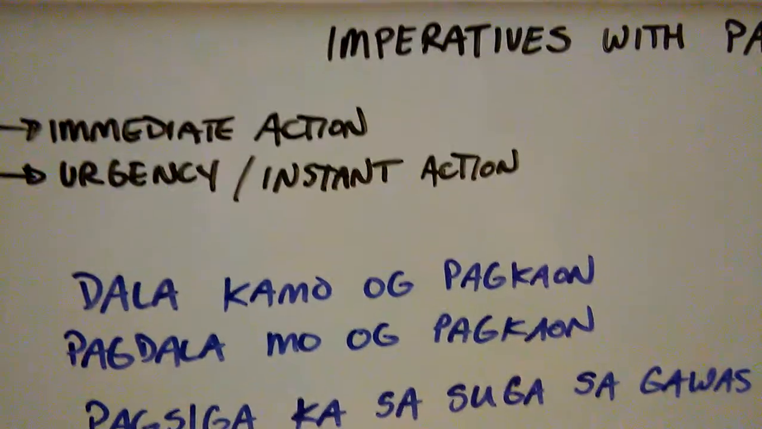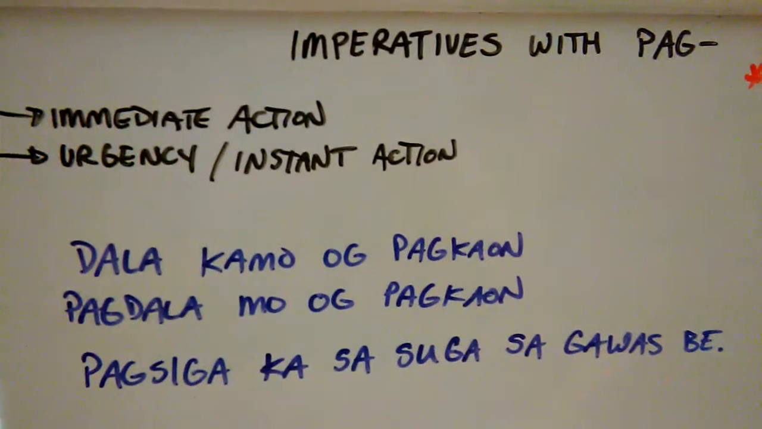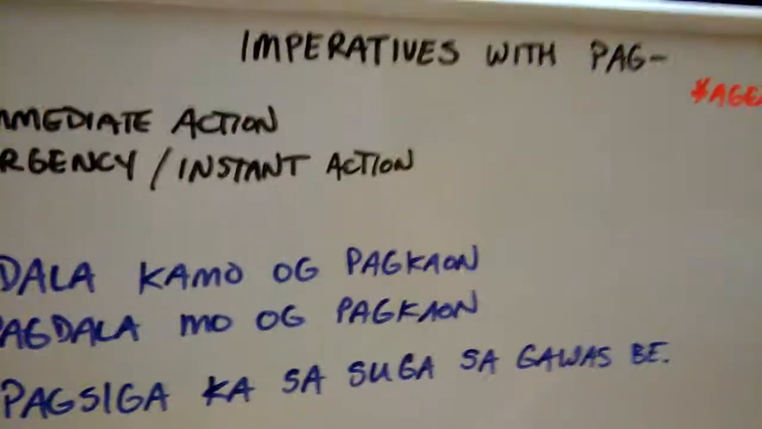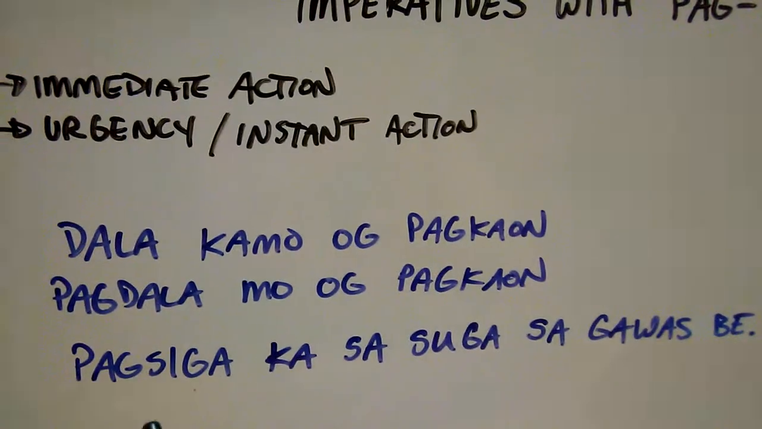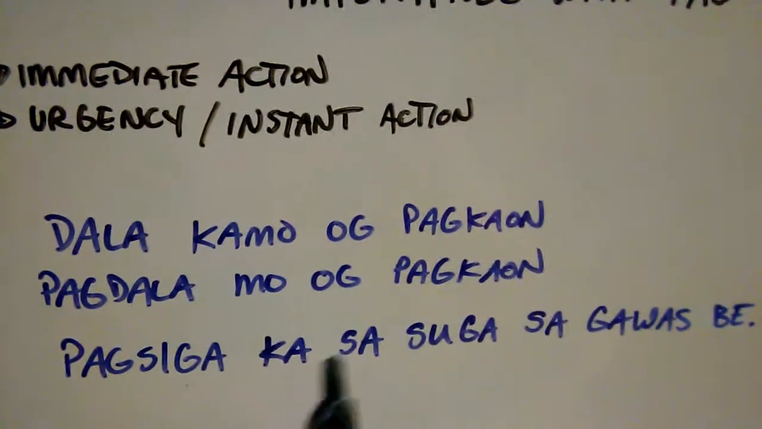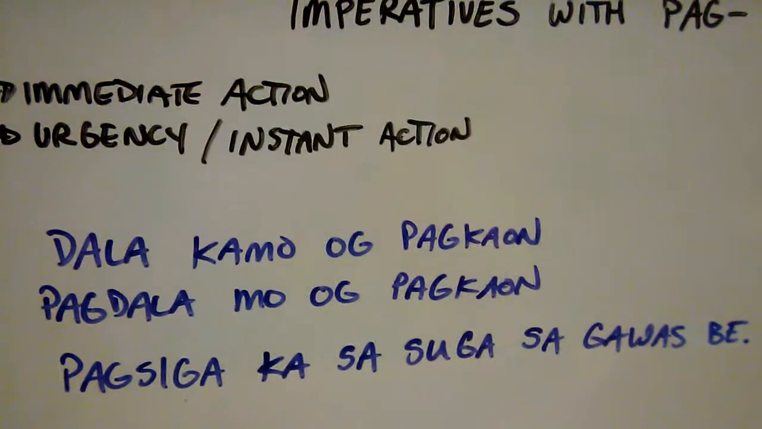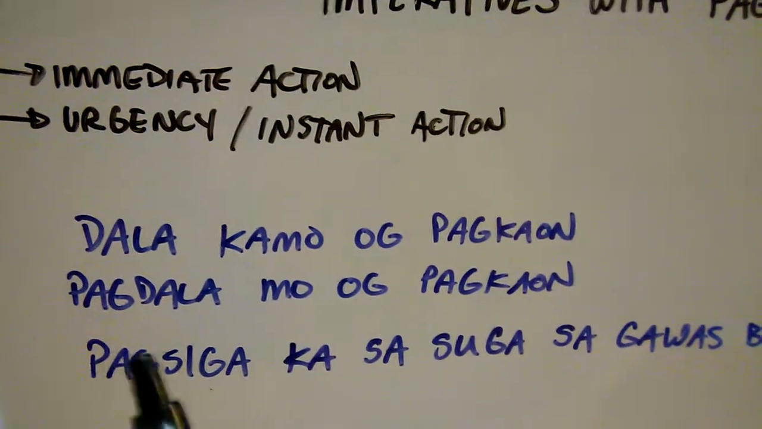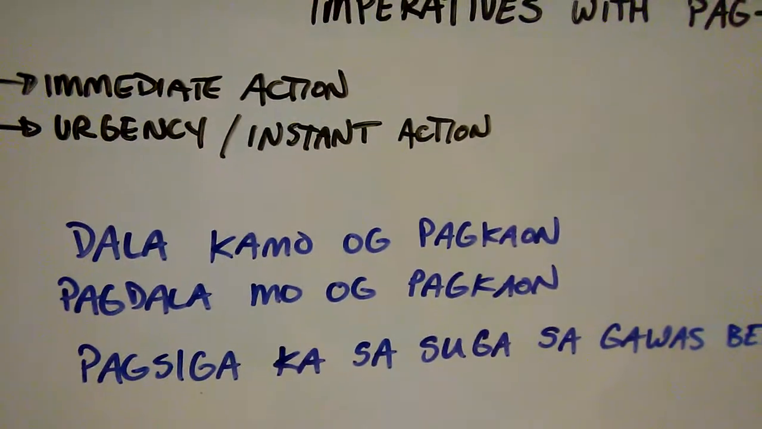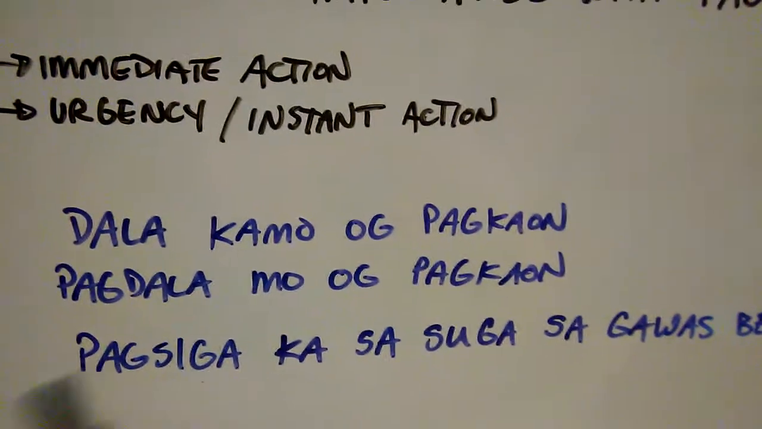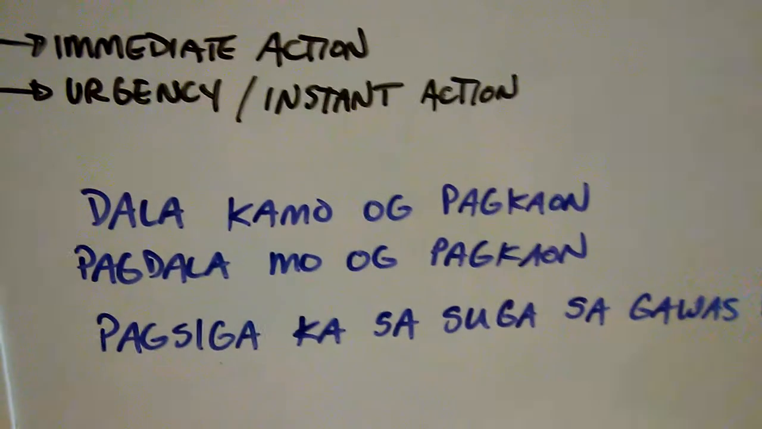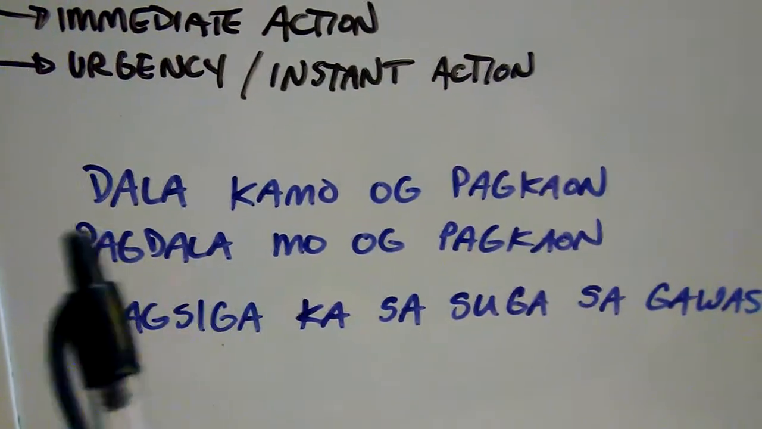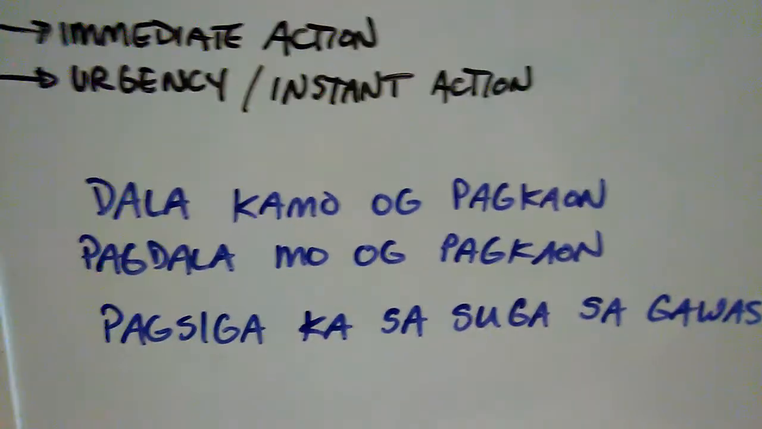You're commanding someone. And in order to form the imperative with pag, you just place pag before the verb and conjugate it that way using your absolutive case markers, right? So you can either put pag there to indicate it's an imperative, or you can just use the root word. So those are two ways you can conjugate the verb. Just use the root word by itself, or you can put pag, right?